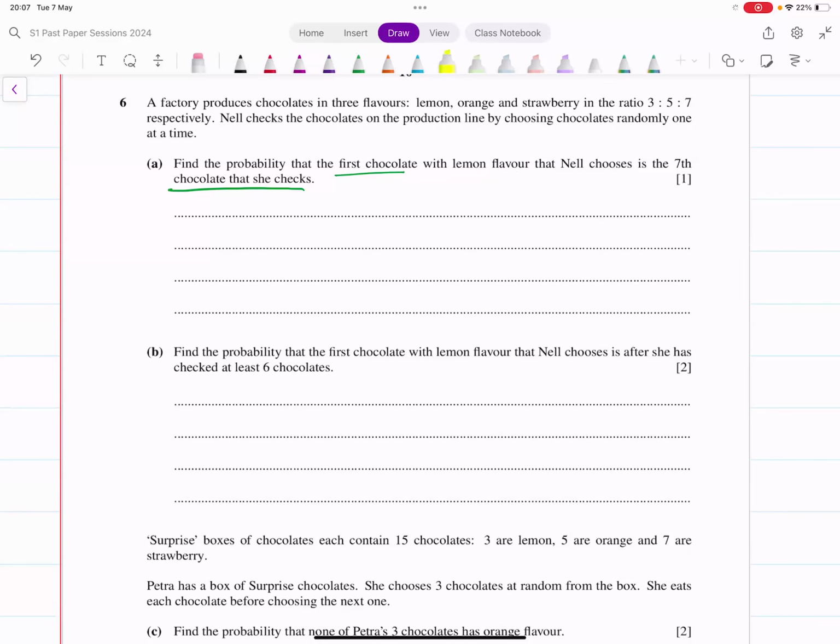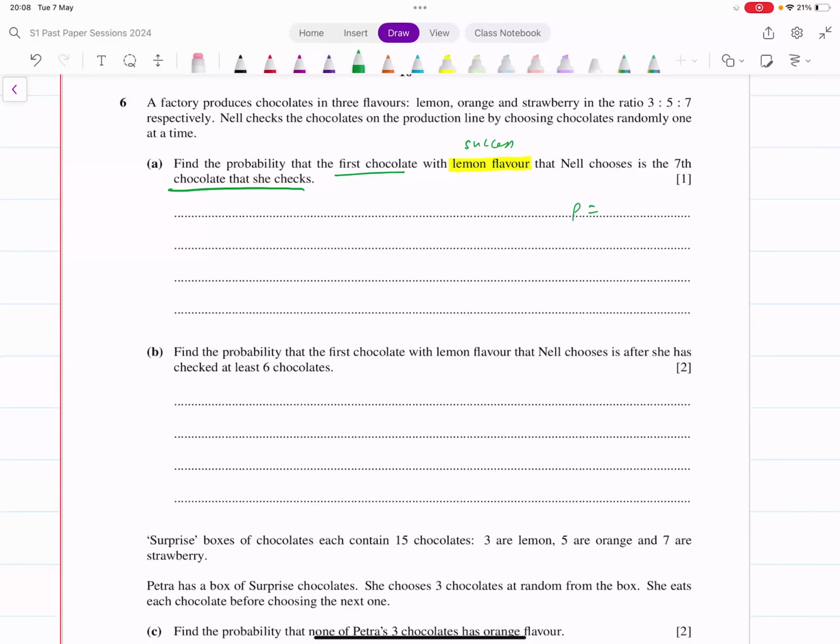We could say this is what we're calling a success, getting a lemon flavor. And then everything else is a failure. Okay. Now, what about the probability of success and failure? What about the probability of success?